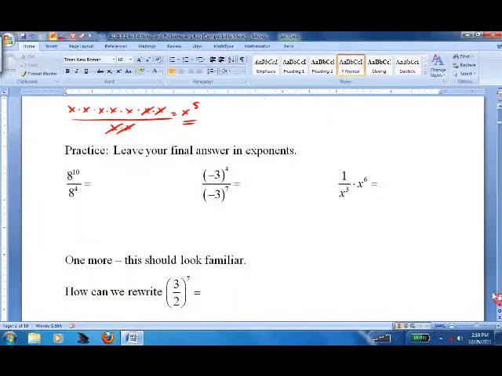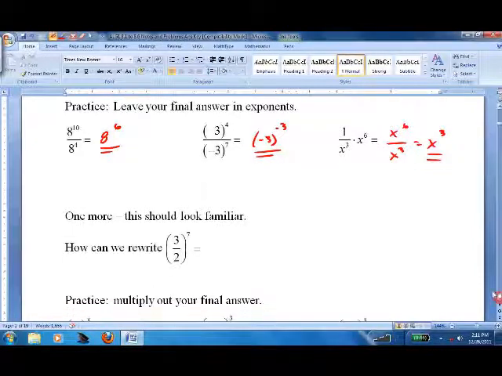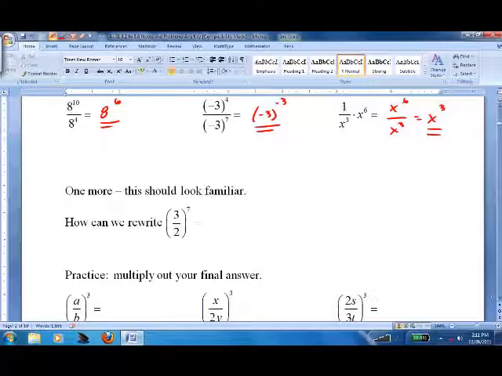So that's it. Practice. 10 minus 4 is 6. 8 to the 6th. 4 minus 7 is negative 3. Negative 3 to the negative third. Now this one looks like they're separate, but you can rewrite them. Multiply the top, multiply the bottom. 6 minus 3 is 3, x to the third. And we just did this. We did xy to the third, and then we distributed and got x to the third, y to the third.